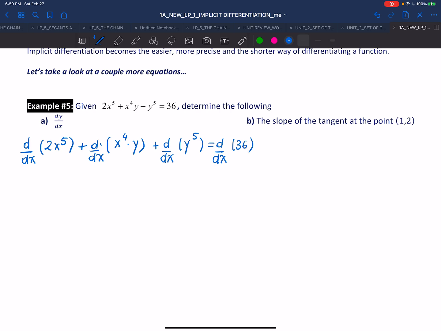Okay, a few interesting things we'll discover here. First of all, this term in here is explicitly differentiated because the variable in the term that you are differentiating is the same as the variable in the derivative. So 5 times 2, 10, x to the power of 4. That's the derivative of this term. Plus, now, in this term in here, we see that we have a product of two things, x to the 4 and y, which means we have to apply the product rule here. So here we go.